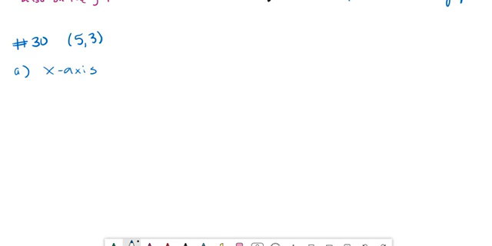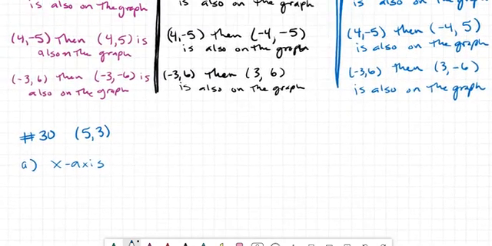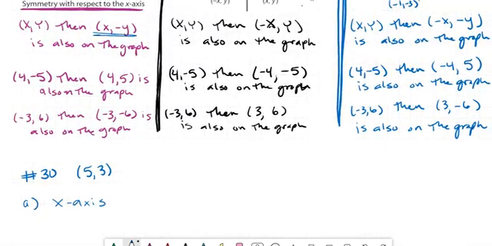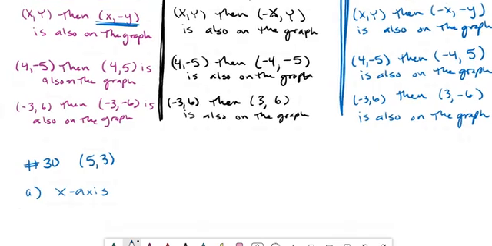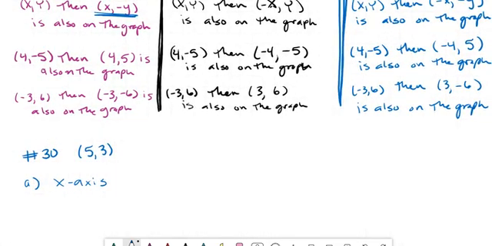So we know if the point 5, 3 is on the graph, then we know x, negative y, or x, the opposite of y, is also going to be on the graph. So A, with respect to the x-axis, if 5, 3 is on the graph, then we know 5, keeping the same x value, and then the opposite of y, so the opposite sign of y, 5, negative 3 is also on the graph. And that's all you have to do for part A.